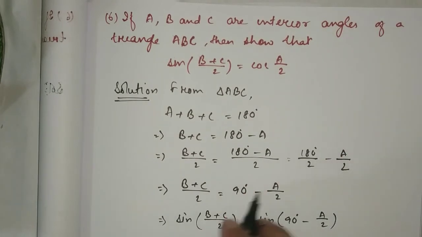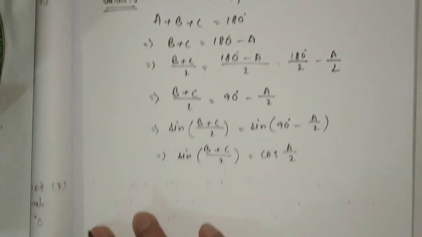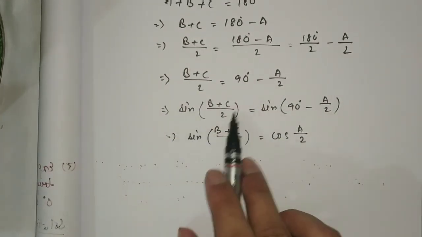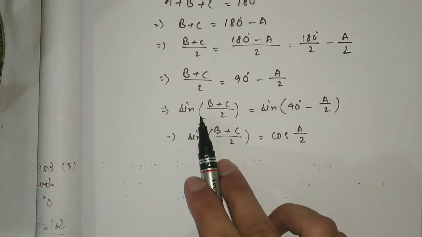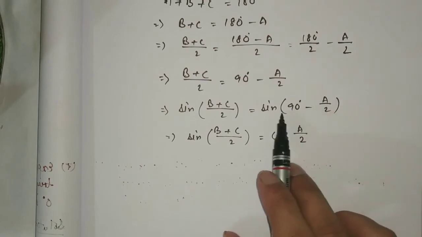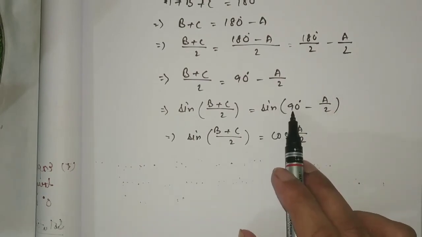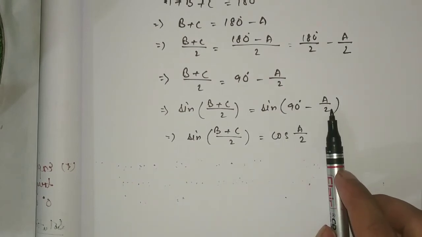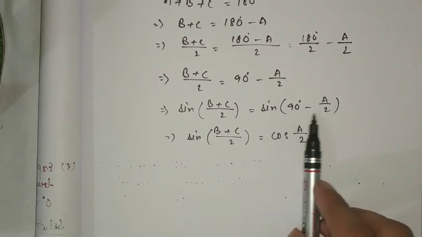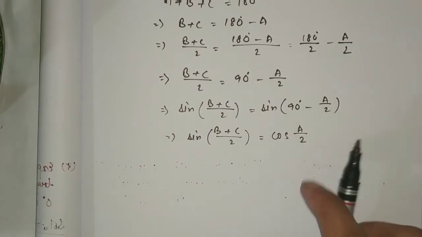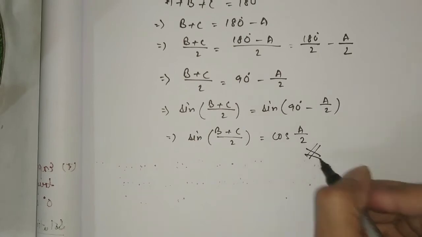180 by 2 gives us 90 degree, and this A by 2 we keep the same. Then we take sine on both the sides. So it gives us sine of (B plus C)/2 on the left hand side and sine of (90 degree minus A/2) on the right hand side. And we know this formula, sine of (90 degree minus A) is equal to cos of A. So in place of A, here it is A by 2. So sine of (90 minus A/2) gives us cos of A by 2. So this is the proof.